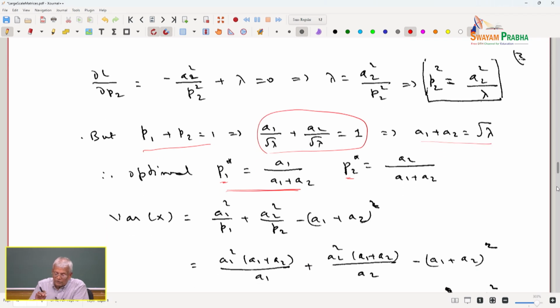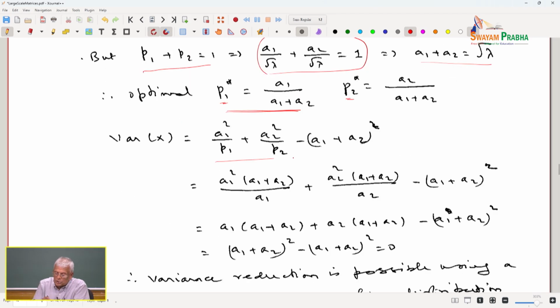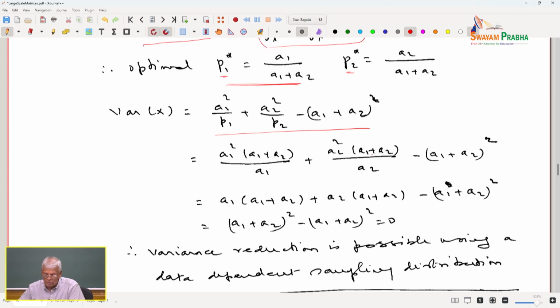And if I substitute the values of P1 star and P2 star in the variance expression, I get a quantity which is, look at this now, A1 plus A2 whole square minus A1 plus A2 whole square, which is 0. I have reduced the variance to 0. So, this is variance reduction.